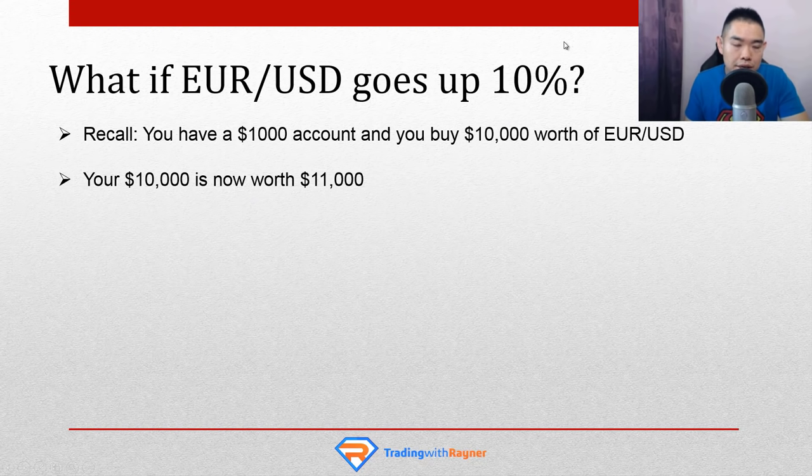So 10,000 multiplied by 1.1 equals $11,000. Or if you look at it another way, 10% of 10,000 is 1,000. 1,000 plus 10,000 equals 11,000. That's another way to do it.